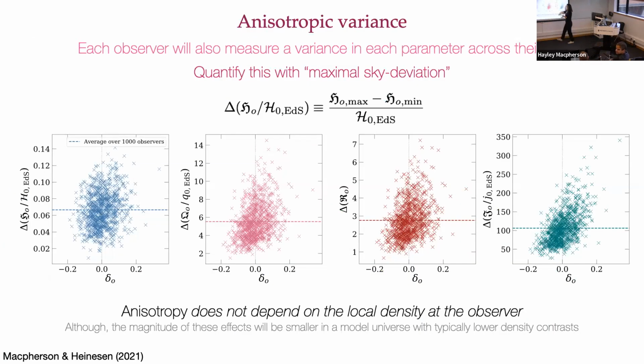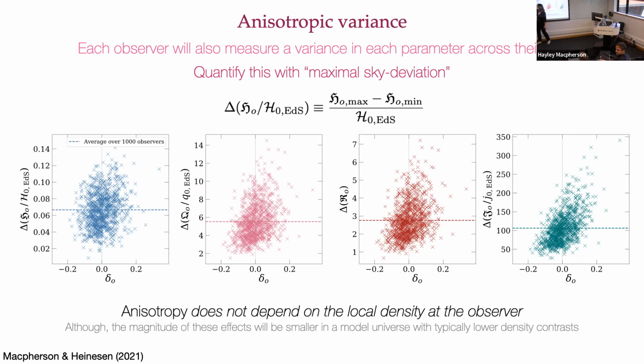And so to do that, we calculated this quantity delta, which we call the maximum sky deviation, which is very simply just the maximum value of a parameter minus the minimum across an observer's sky. This gives us an idea of the maximum of how much each of these parameters vary from point to point. Each of these panels is showing one of the effective parameters, normalized by our EDS value again, as a function of the density contrast at the observer's location. So each one of these points is showing this quantity measured for a separate observer at a separate location.